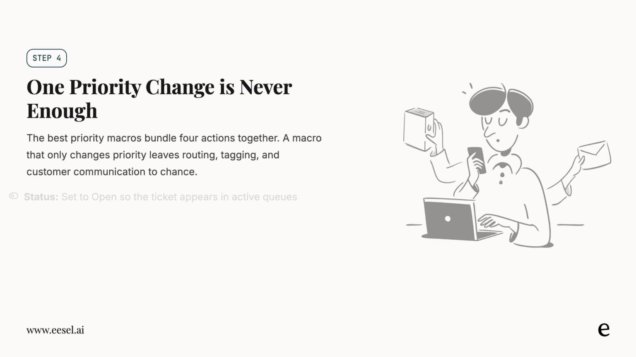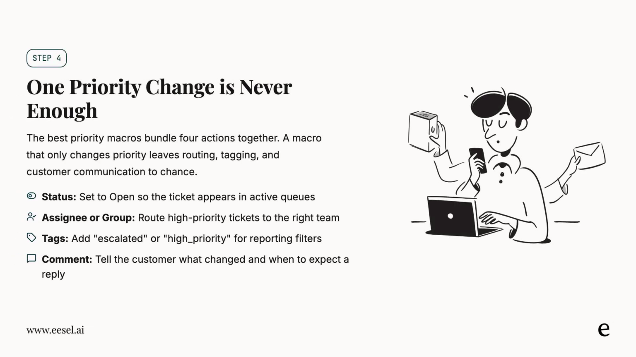The best priority macros combine 4 actions. Change status to open so the ticket surfaces in active queues. Assign it to the right team or agent. Add tags for reporting, something like escalated or high priority. Then include a customer-facing comment that explains the change and sets a realistic reply time.